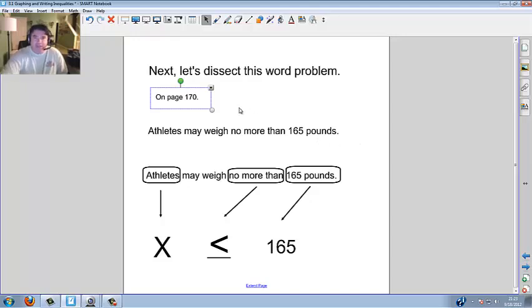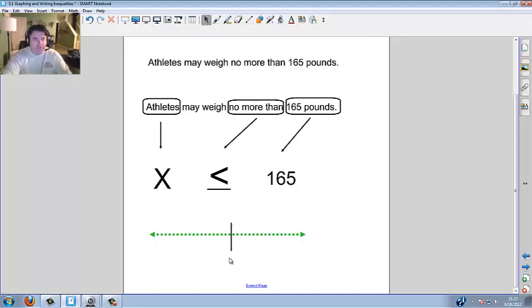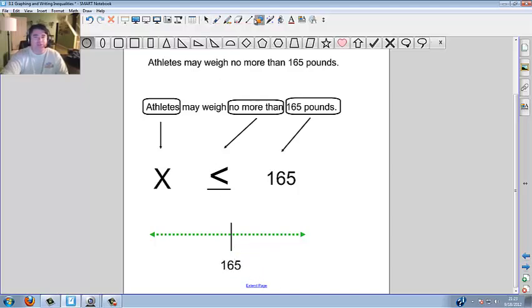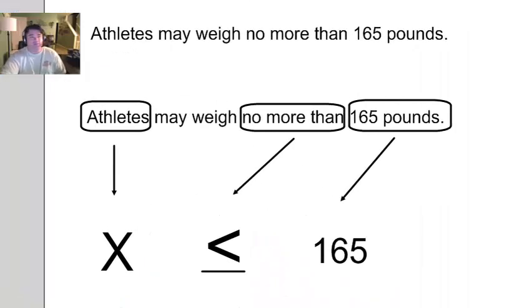Now, athletes may weigh no more than 165 pounds. Athletes is who we're talking about, but I don't know their particular weight for each one, so I'll put X. No more than means that much or less, and 165 is our target mark. Now, if I wanted to make a line with that, I'd just go ahead and do this. Here's my line, and here is my middle mark, and I'm going to say 165. And since I have 165, I can have that much or less, so I'm going to make a dark circle, which I will do here, and a line saying I can go less than that. And there you have it. That's how you'd graph it.